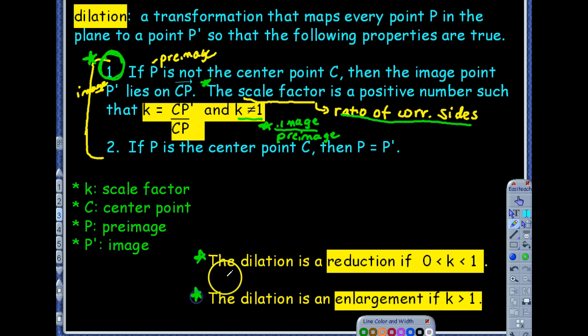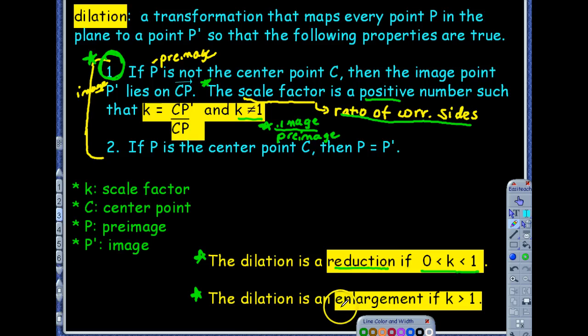All right, so some other things down here are important. It says the dilation is a reduction if 0 is less than k is less than 1. So what's k again? The scale factor. If k is somewhere between 0 and 1. So if it's a fraction. Okay, well, not necessarily. Yeah, 4/3 is a fraction. Yes, that's true. So something less than 1, but greater than 0. Again, it has to be positive, so that's why you have that restriction here. It's going to be a reduction. Okay, so like a half would be a reduction.